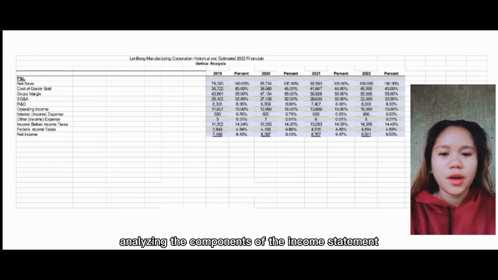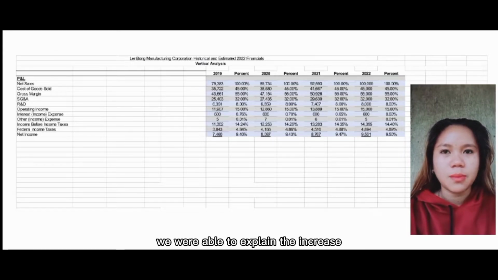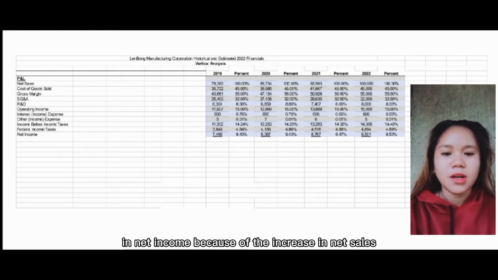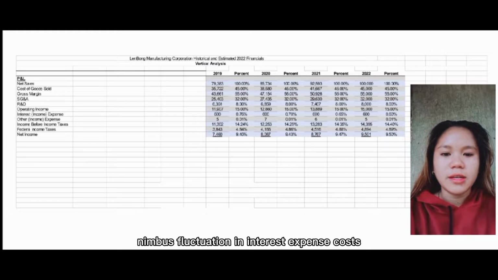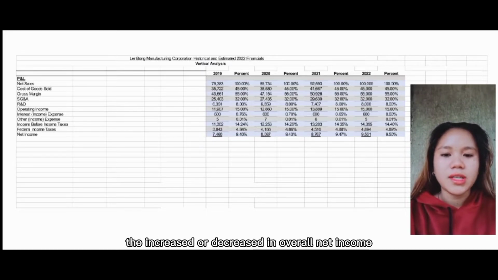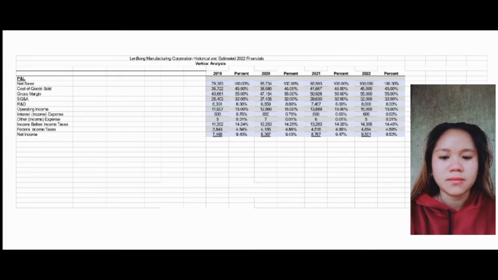Analyzing the components of the income statement, we were able to explain the increase in net income because of the increase in net sales. Hence, management can now understand that the magnanimous fluctuation in interest expense caused the increase or decrease in overall net income.